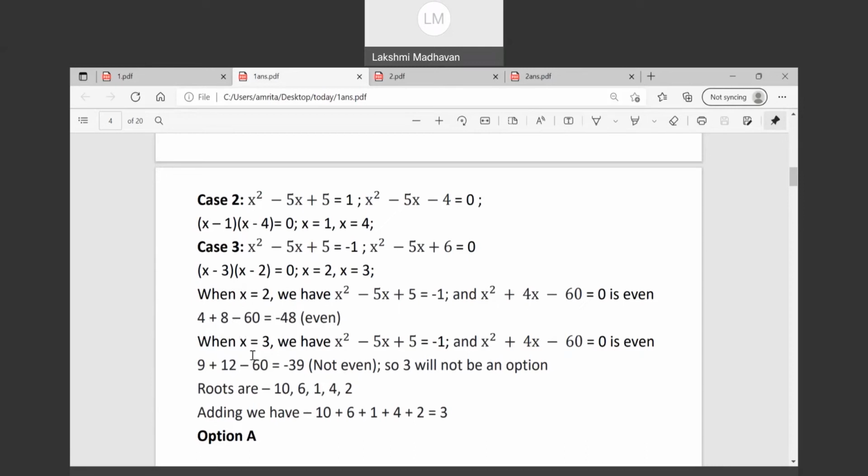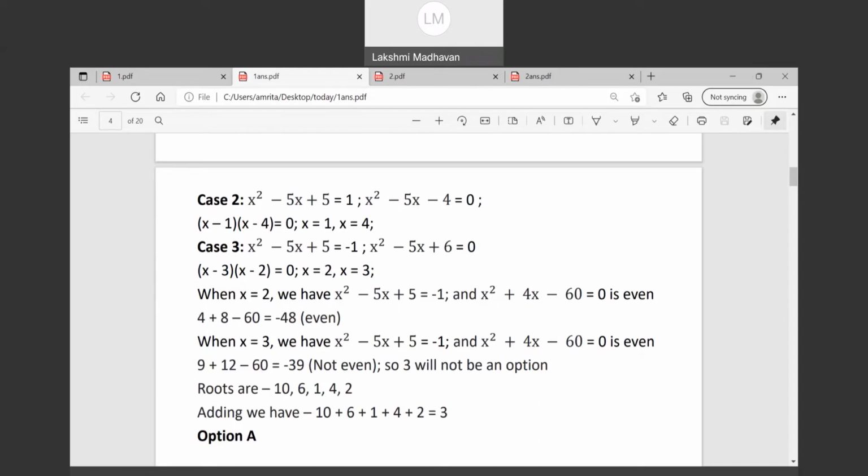The next case is x equal to 3. In the similar situation, when substituting and solving, we'll get the value as minus 39, which is not acceptable for us according to this condition. So among the 6 roots, according to the 3 conditions that we have obtained, only the roots minus 10, 6, then 4, 1 and 2 are acceptable. So we are having 5 roots.